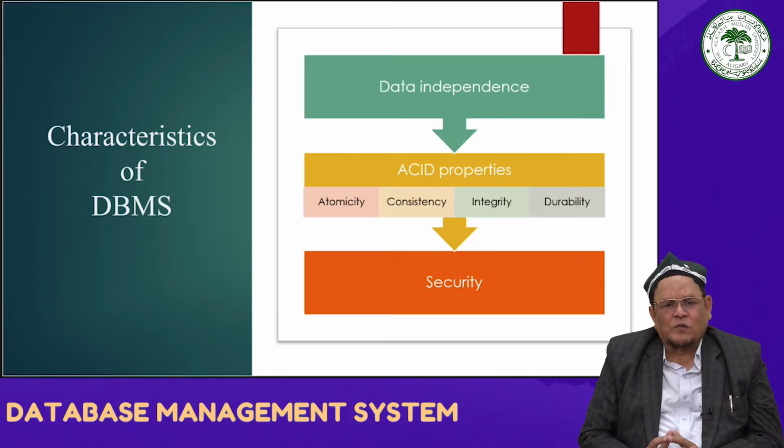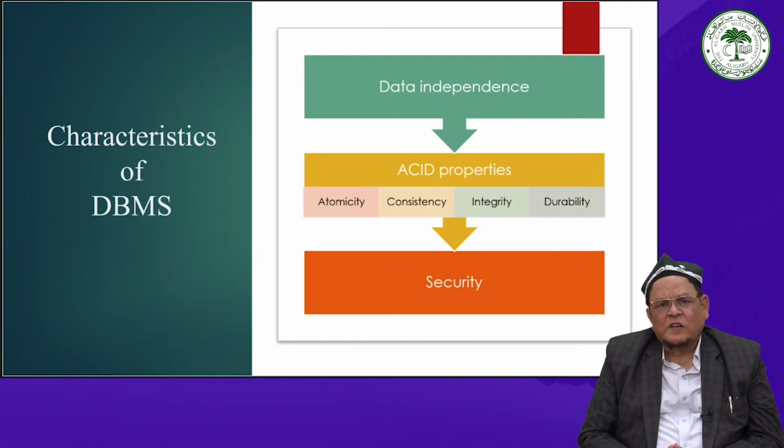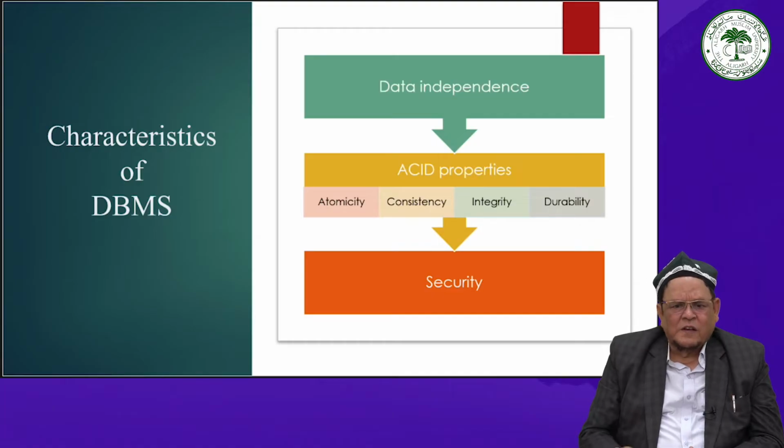Suppose if you update some information in one place, it will be shown in every place. Otherwise, if you update one place, it will not update in another place, so it shows the inconsistency. By that, integrity will be maintained when you also remove the redundancy. We will explain in later lectures.